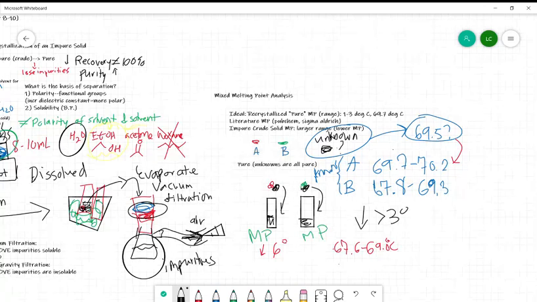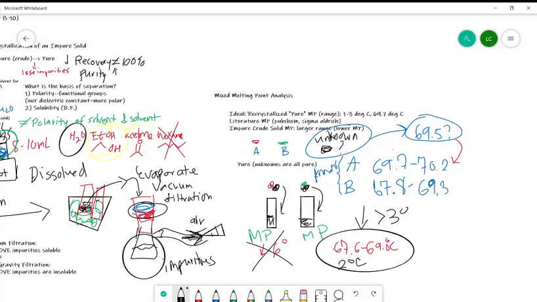and it was still around like 2 degrees. That's around 2 degrees Celsius of a range. So then you would know it's this compound, not this one, because this one has a large range. And it also has a lower melting point. So let's say for some reason it became 65 degrees to like 67. That's much lower than this. So you know it's not A, and you know it's B in that case.